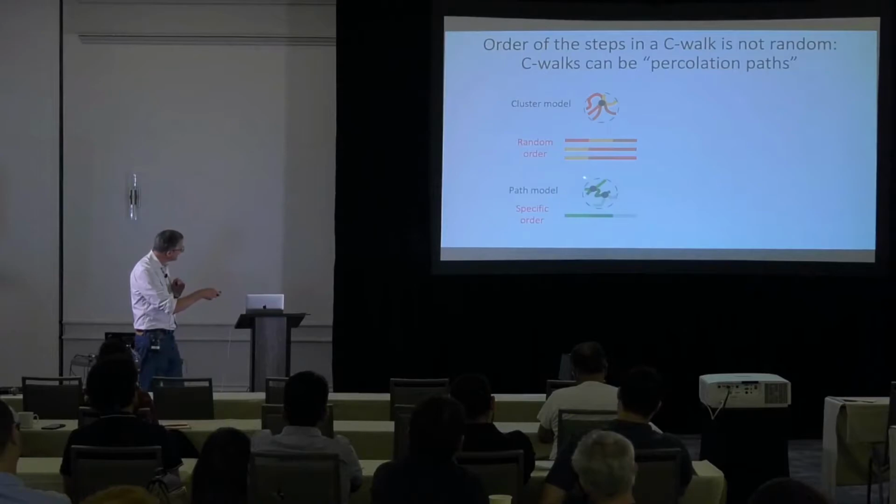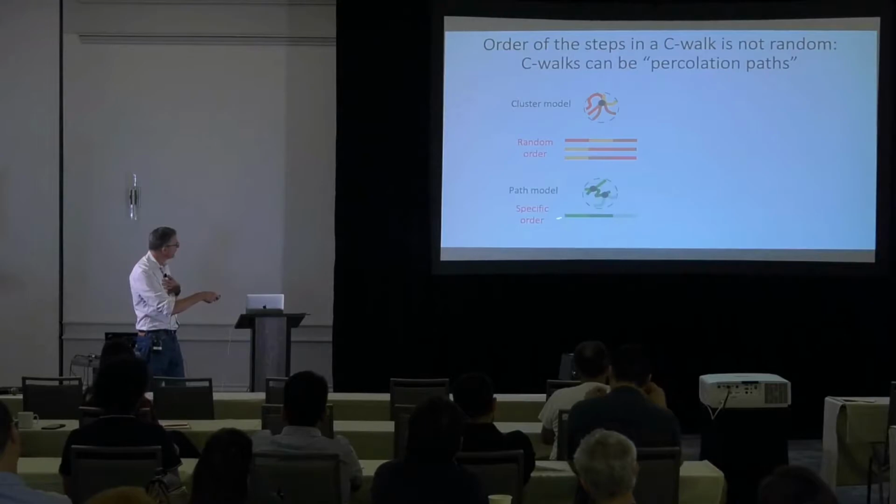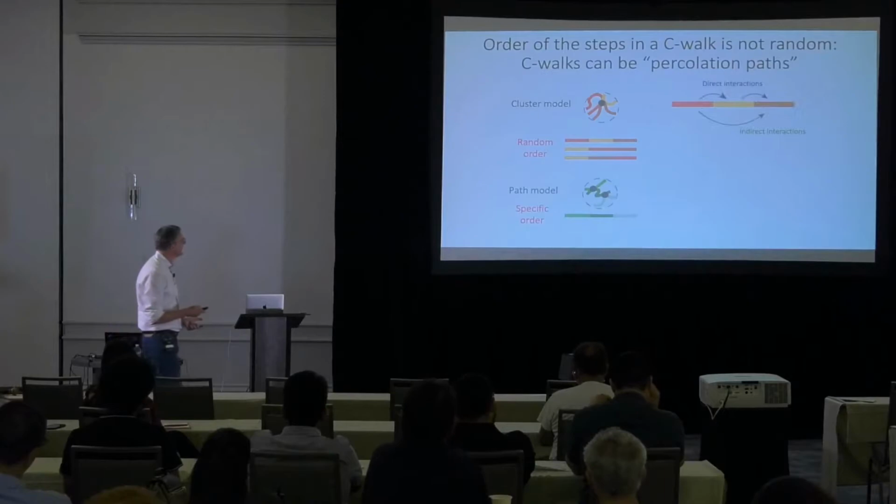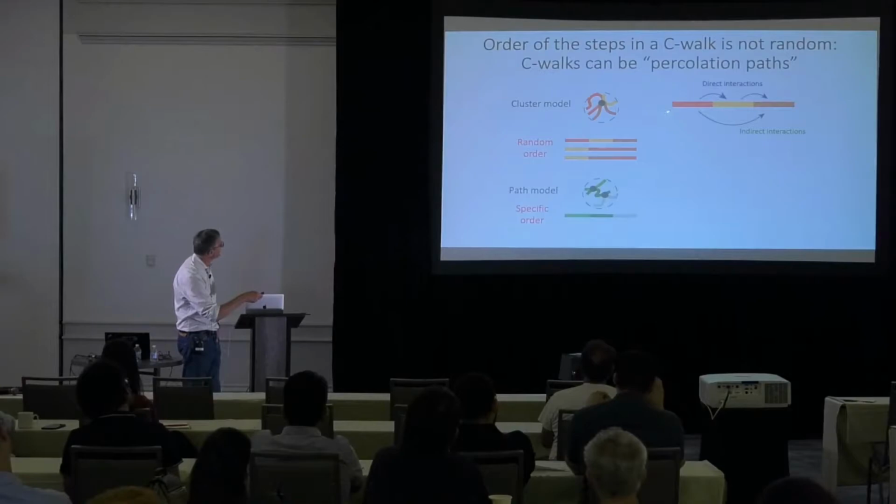Well, if I sequence this molecule, it would have a non-random order. The order of these fragments is not random. It represents where they are with respect to each other in the 3D structure, whereas in this model, they would be random. How do I know whether they're random or not? So we did an experiment where we make a couple million of these long molecules, we sequence them, and then we ask, okay, direct interactions are the pairwise interactions.